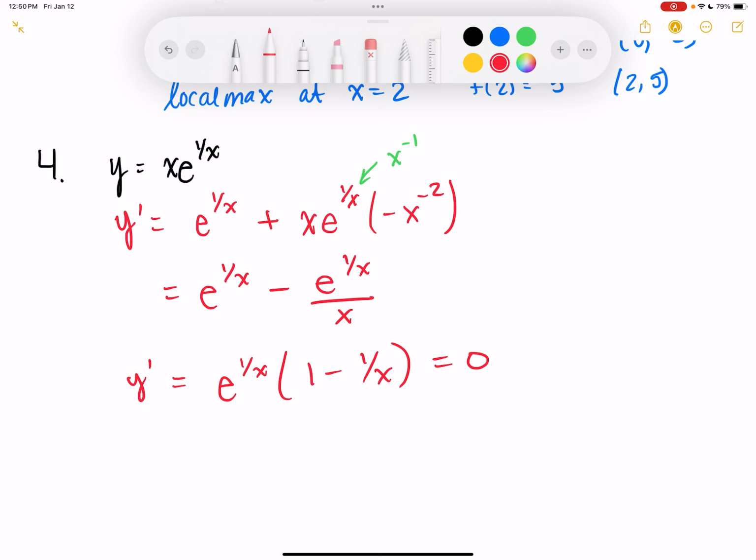All right, what values make this 0? None. One. 1. No. Are there any others? Oh yeah, 1 minus 1. No, because 0 would make it undefined. No, that's all I'm getting.